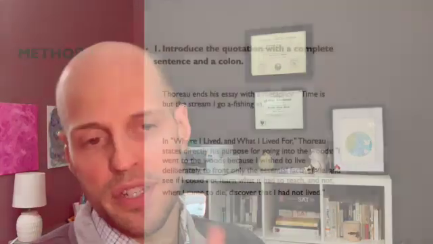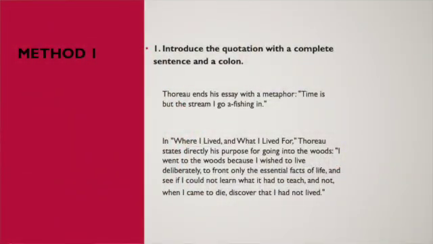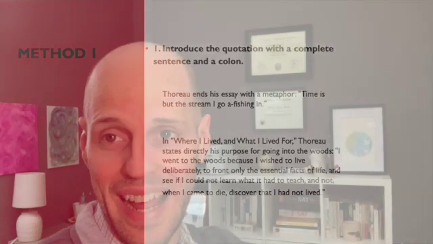There's a quotation. Here's a second example. In "Where I Lived, and What I Lived For," title of a chapter in quotation marks, Thoreau states directly his purpose for going to the woods: there it is again. "I went to the woods because I wished to live deliberately, to front only the essential facts of life, and see if I could not learn what it had to teach, and not, when I came to die, discover that I had not lived." Awesome quote, by the way. It's right up here in my office as a reminder of awesomeness.